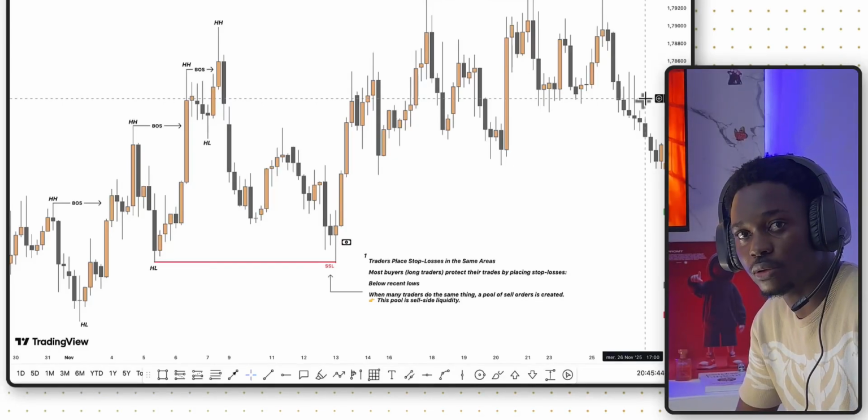If you don't understand liquidity, the market will always take your stop loss before moving in your direction.